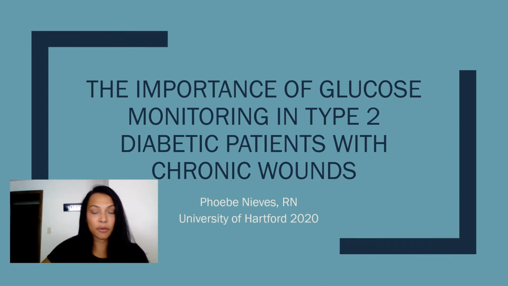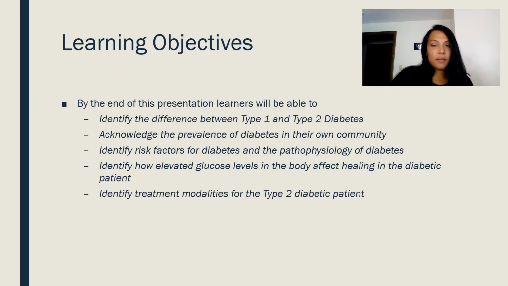I am recording a presentation on the importance of glucose monitoring in type 2 diabetic patients with chronic wounds. By the end of this presentation, learners should be able to identify the differences between type 1 and type 2 diabetes, acknowledge the prevalence of diabetes in their own community, identify risk factors for diabetes and the pathophysiology of diabetes, and identify how elevated glucose levels in the body affect healing in diabetic patients with chronic wounds, and identify treatment modalities for the type 2 diabetic patient.